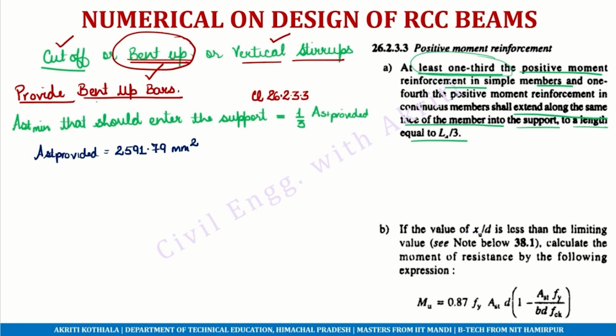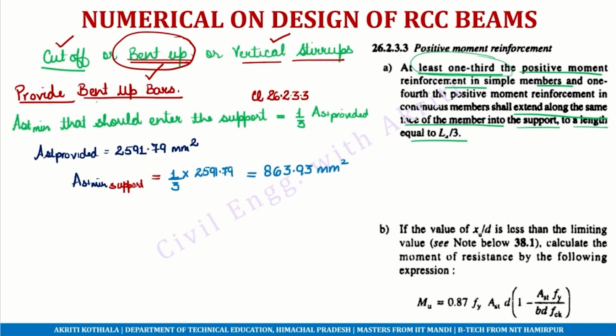So this simply means that the AST, the minimum AST that should enter the support, should be 1/3 of the AST provided. AST provided is equal to 2591.79 millimeters square. So AST minimum entering the support, here I can say support, calculates to be equal to 863.93 mm square. So the minimum reinforcement which should enter the support is 863.93 millimeter square.